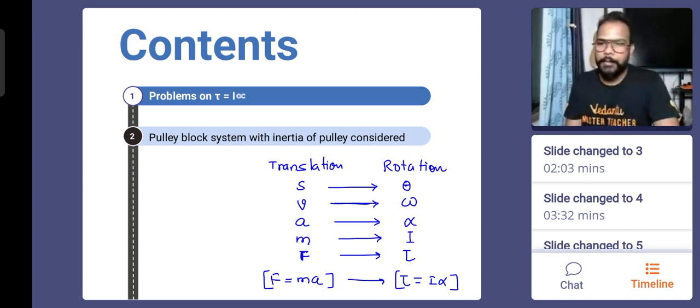We'll not just simply accept it. We'll derive it and then we'll use it. That's the only theory we'll study today. That means the next 3 slides are theory, then there is no more theory.